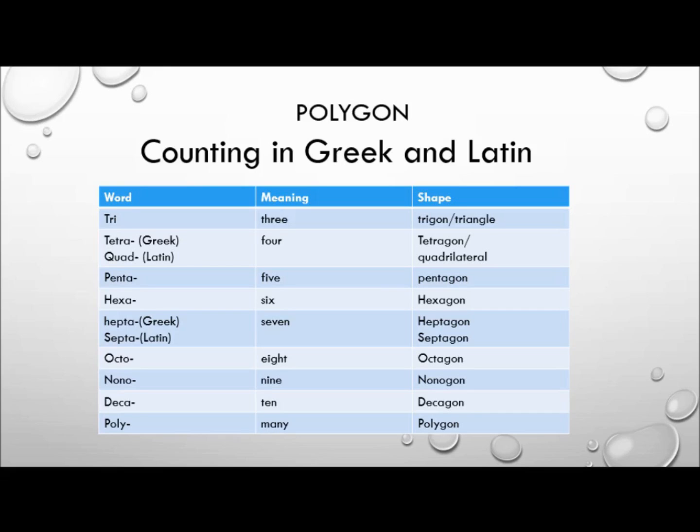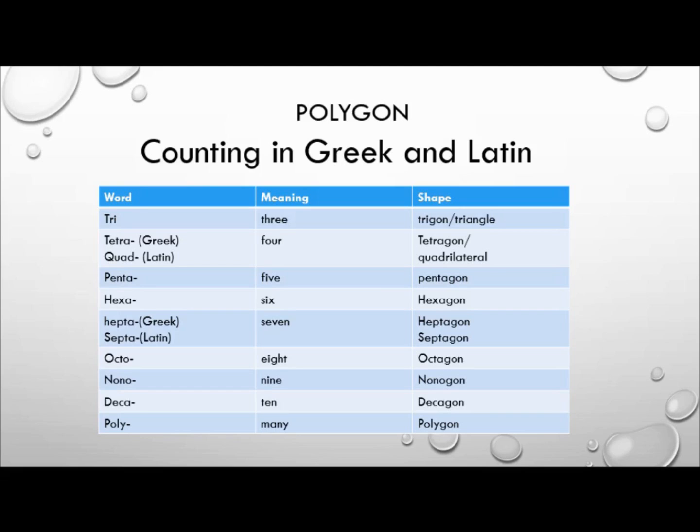Now, hepta in Greek and septa in Latin both mean seven, so a heptagon has seven sides and seven angles. Octo, as in octopus, means eight, and octo actually means eight in Greek, so an octagon has eight angles and therefore has eight sides. Nono is nine, so a nonagon has nine angles or nine sides. A decagon has 10 sides and 10 angles.